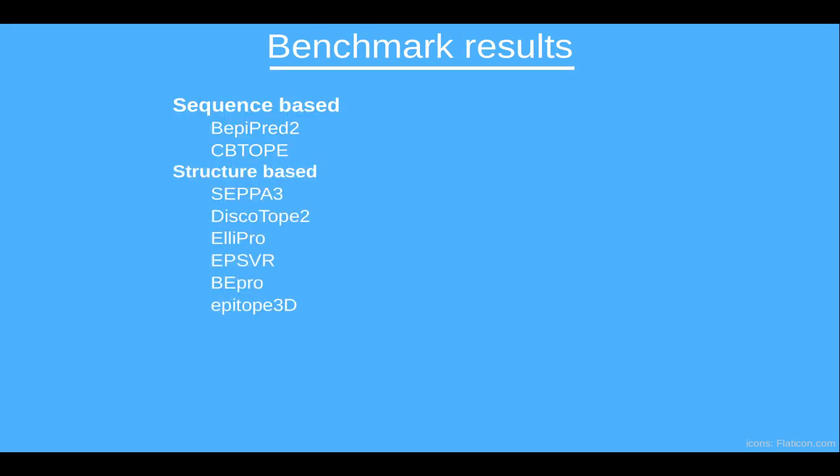The methods that were evaluated include 2 sequence-based methods, 6 structure-based methods, and 1 antibody-specific epitope predictor, EpiPred, which is a new kind of model that uses antibody information for predictions. We calculated the AUC of each method on our benchmark dataset, and here are the results.